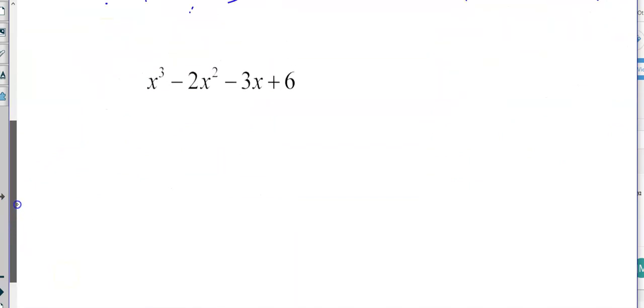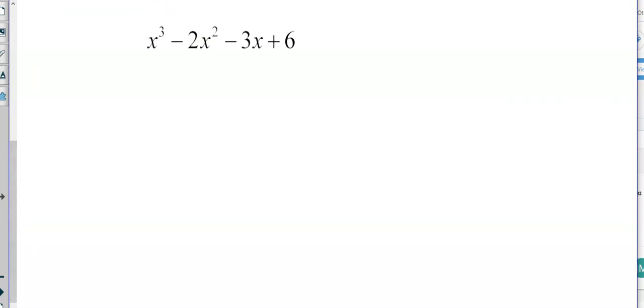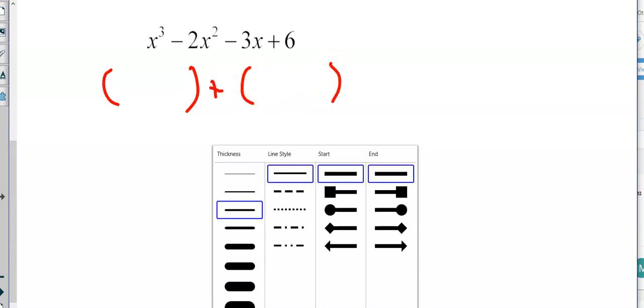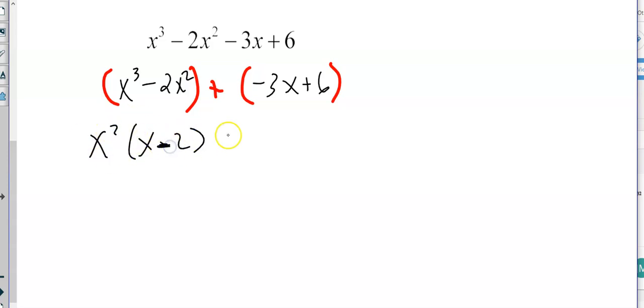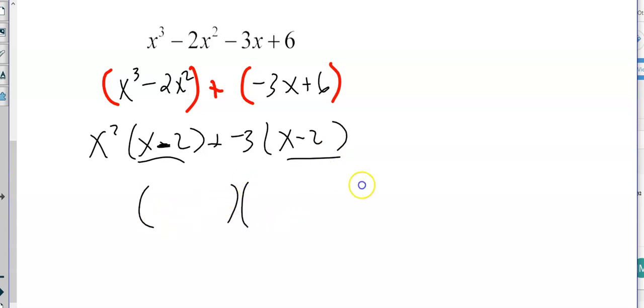You might want to stop the recording and try that one on your own. I'm going to keep going and do it, but I really want you to work that out. The key is to take the first two terms and put them in the first parentheses. Even though it's negative, put it in parentheses just like that. Don't change the sign of anything. Pull out the GCF. This one's a little easier, this minus, plus negative 3 times x minus 2. Because they match, I've got it. Regroup it: x minus 2 times x squared minus 3.